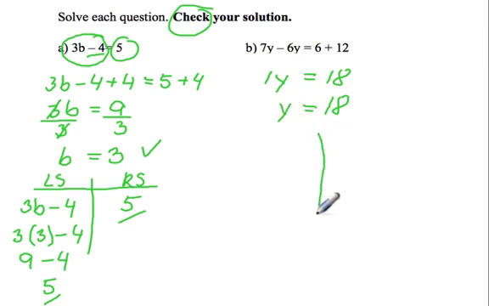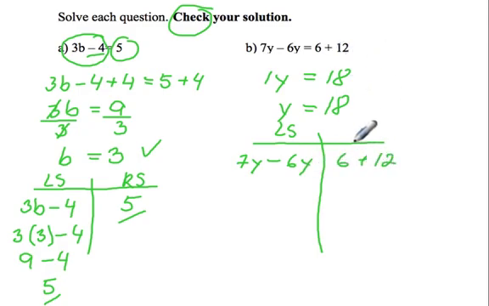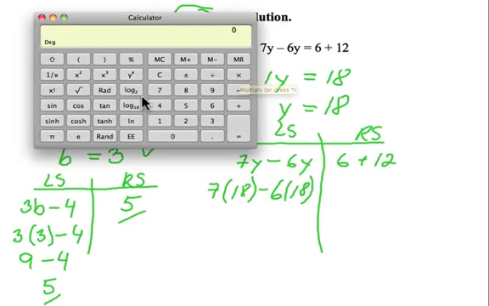Now we're going to check the solution. On the left side of the equation we have 7y take away 6y. On the right side we have 6 plus 12. So now I'm going to substitute 18. 7 times 18 minus 6 times 18. So let's see. 7 times 18 equals 126.